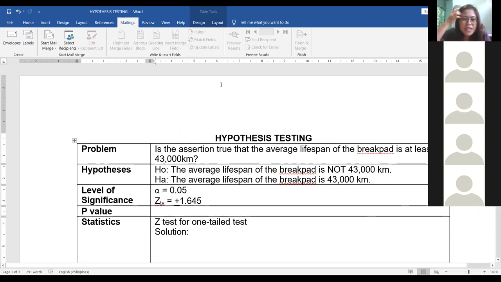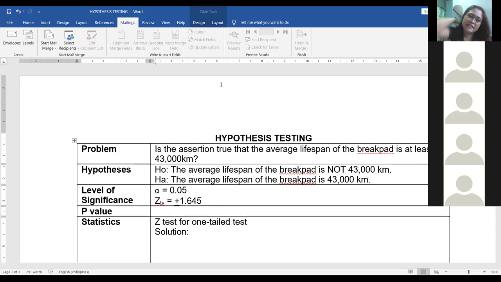Okay, so sa hypothesis testing, what's the problem there? Ang problem nato, we want to know if tama ba ang assertion sa company that the average lifespan of the brake pad is at least 43,000 kilometers. That's our problem. We want to know if the claim is true. Now, we will be formulating hypothesis. Pwedeng null hypothesis, pwede po alternative hypothesis.